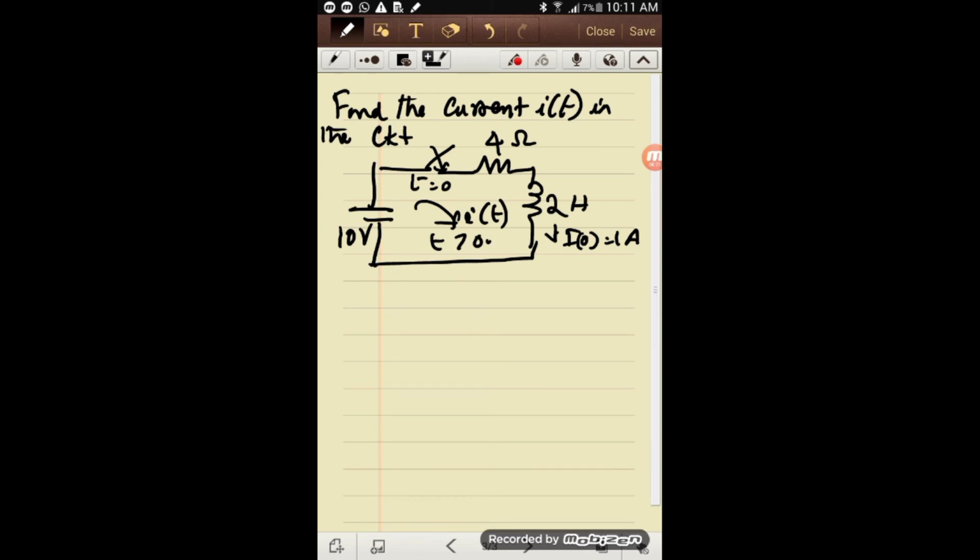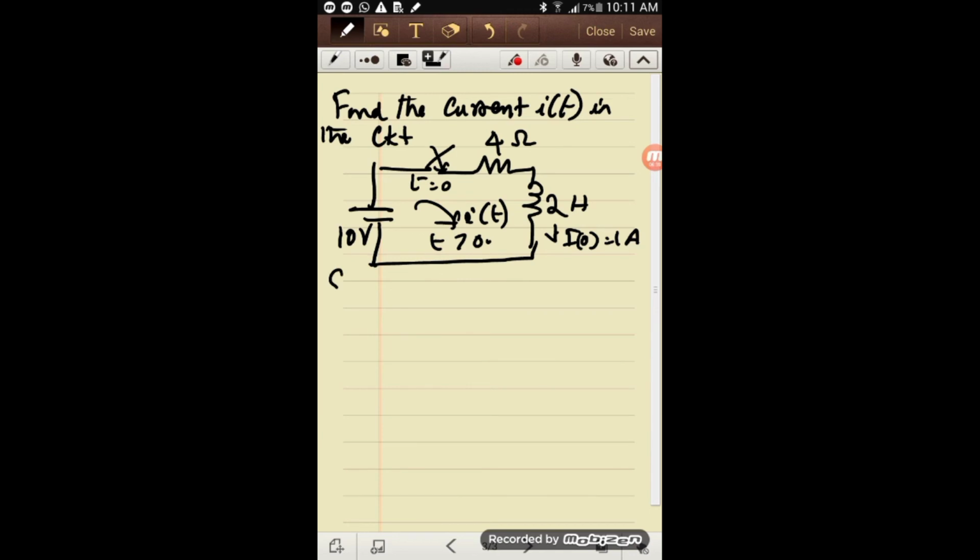When the switch is closed, find the current. So before, the switch was open and it was in some other condition. The circuit was not open because it is given that the inductor was carrying a current of 1 ampere. So the inductor might be connected to some other source. So the initial current through the inductor is 1 ampere. But now at t equal to 0, it is connected to the 10 volt source. We have to find the new current, that is, the current at t greater than 0.